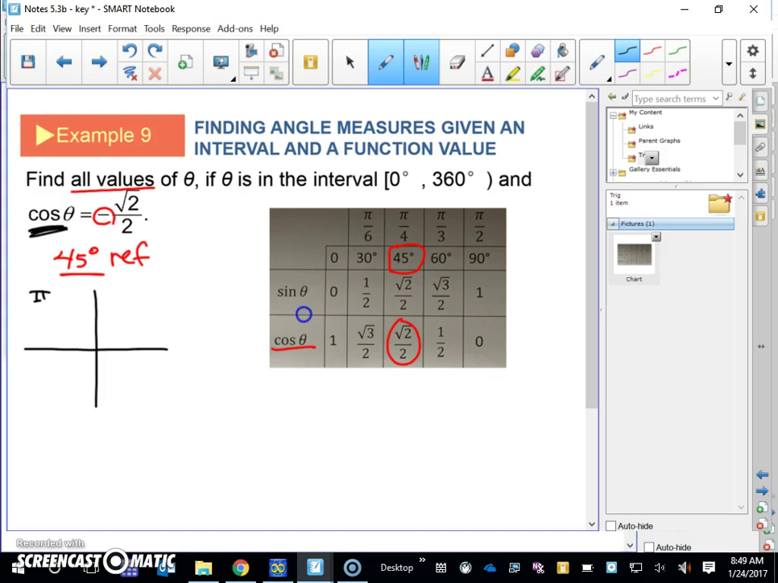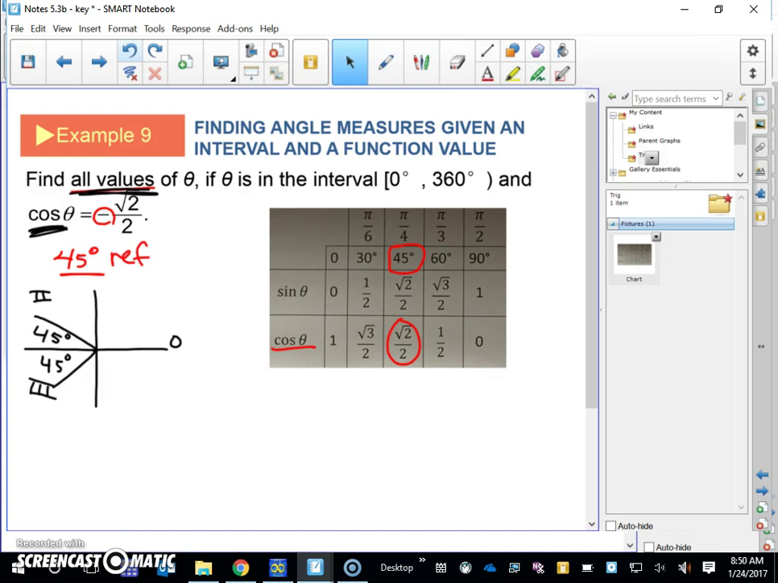Quadrant 2 and quadrant 3. Remember how the question said find all values? There are actually going to be two answers here in the interval from 0 all the way around to 360. You'd have a 45-degree reference angle in the second quadrant, and you'd have a 45-degree reference in the third quadrant. You've got two answers.